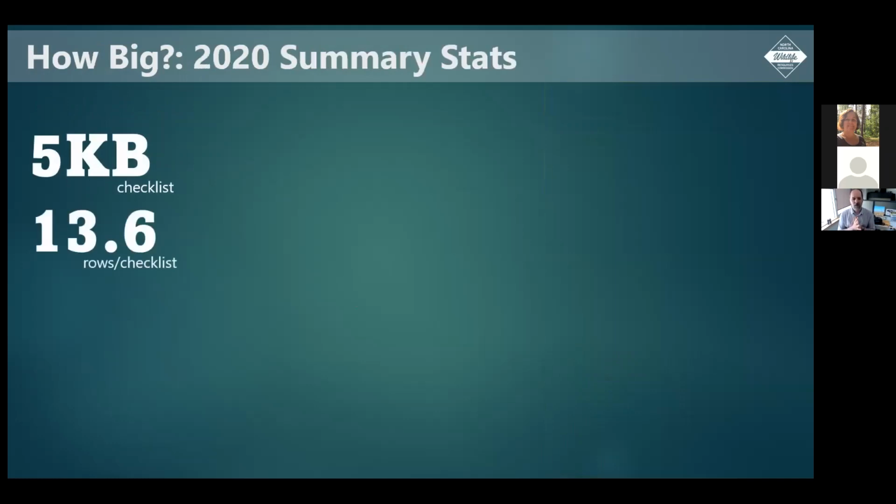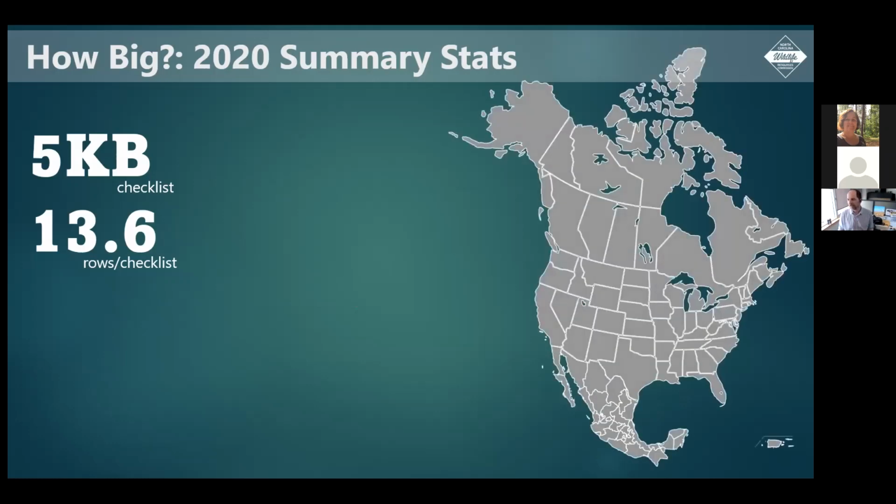Okay, I wanted to give you a little bit of context for how big a file might be for different geographic regions. To do this, I calculated it. It's about 5 kilobytes of data for one checklist, and that equates to almost 14 rows per checklist. This is just North Carolina data, but I extrapolated it to the rest of the country. People record 14 species per checklist. So those are some things that I used to calculate how big some of these data could be and whether you might be able to handle it with whatever software you're using.